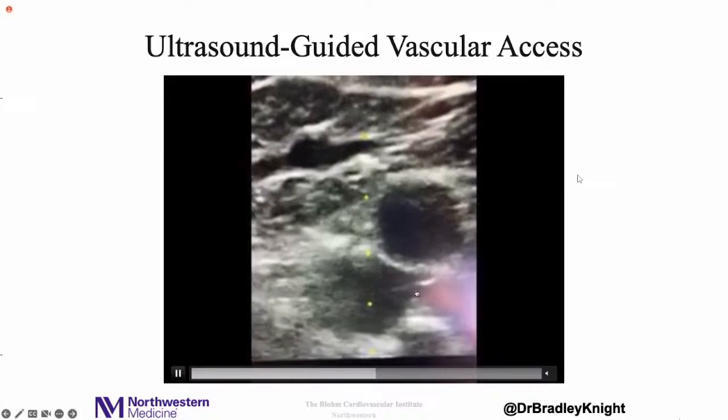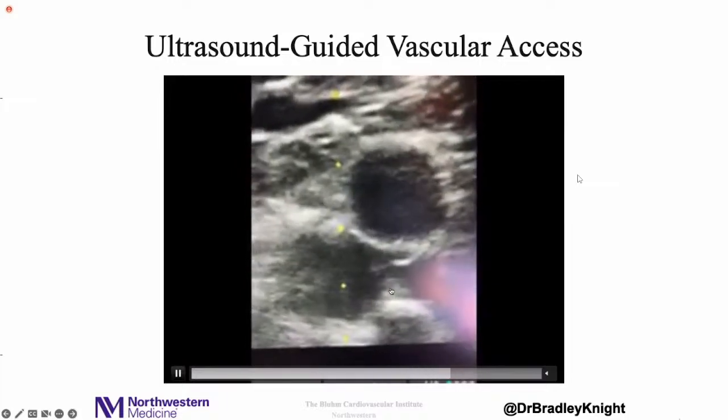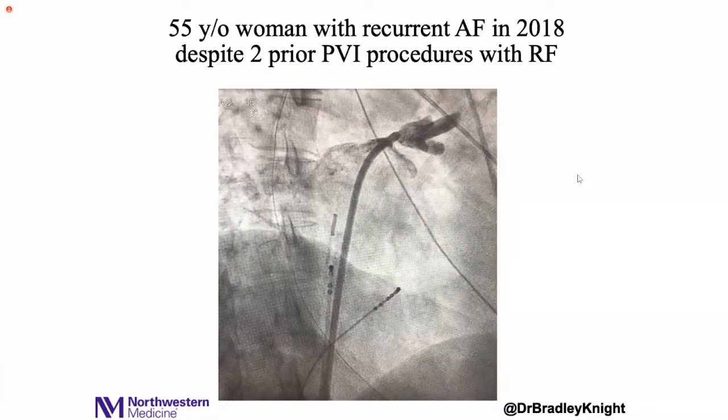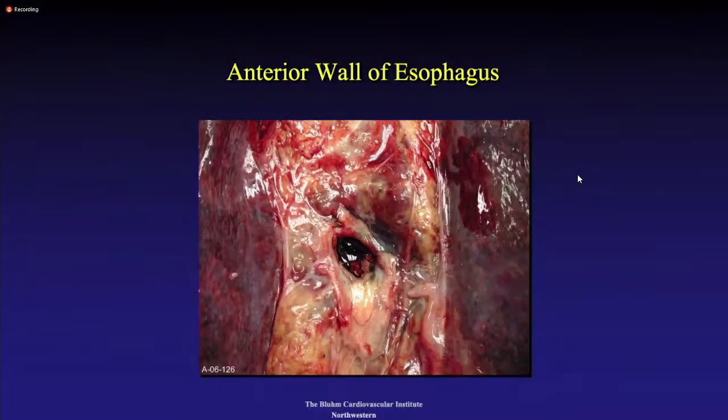It's a nice example too of a nice little valve here in the femoral vein. This is a real life case. This is a 55-year-old woman with recurrent AFib in 2018, despite 2 prior PVI procedures with RF. We would like to think that this complication is no longer occurring in the world because we know better not to ablate with RF deep in the vein. But if you do, this is what you're going to see. This lady had significant pulmonary vein stenosis. The vein was as narrow as the sheath that's across the venogram.